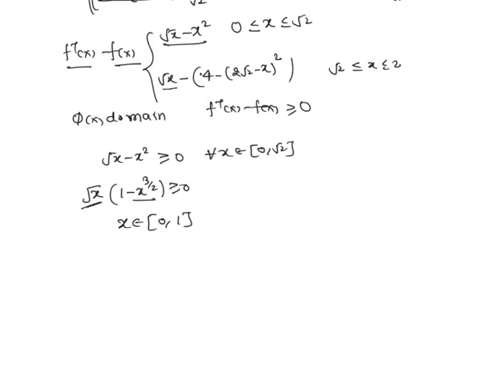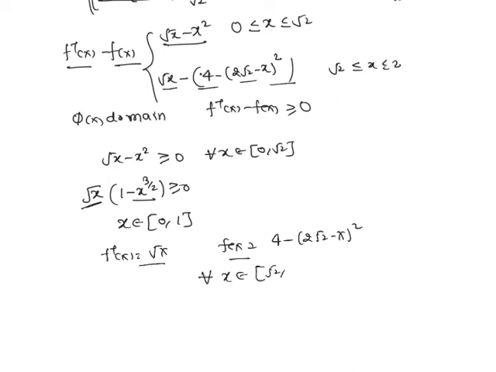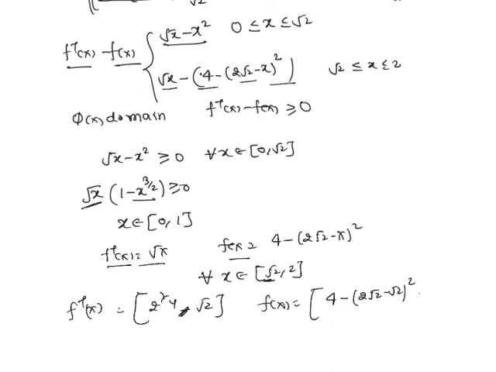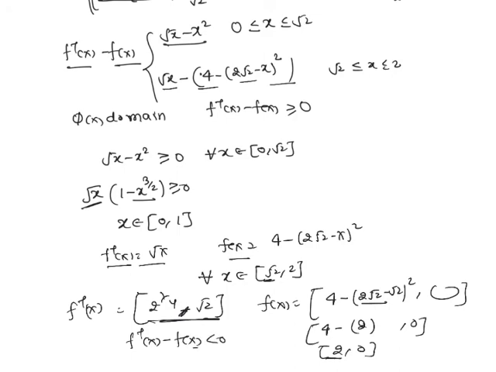For the other function, root x minus 4 minus 2 root 2 minus x whole square, f inverse x is root x, and fx is 4 minus 2 root 2 minus x whole square. If I check the range of these two functions in the interval x belongs to the closed interval root 2 to 2, f inverse x will come as 2 power 1 by 4 to root 2, and for fx, if I put root 2, 4 minus 2 root 2 minus root 2 whole square simplifies to 2, so this will come as 2 comma 0. So the minimum value is larger than these two values. Then f inverse x minus fx is less than 0 in the interval x belongs to root 2 to 2. So from there we can say that the domain of phi x is only 0 to 1. This is the answer.